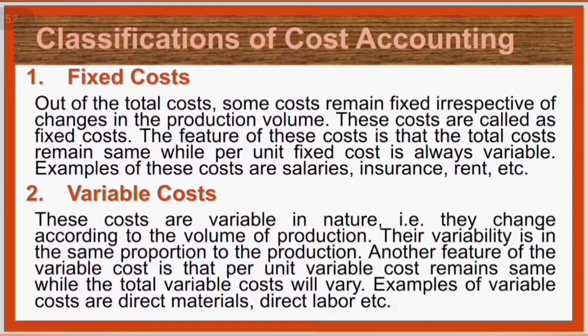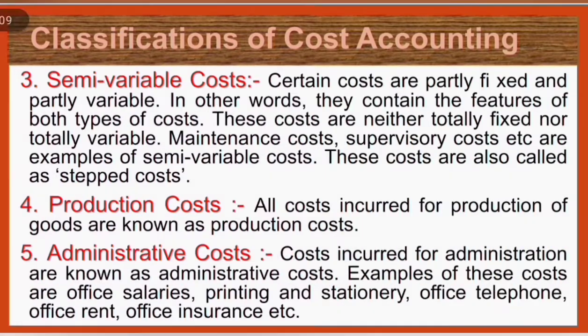Number 2. Variable costs. These costs are variable in nature. They change according to the volume of production. Their variability is in the same proportion to the production. Another feature of the variable cost is that per unit variable cost remains the same, while the total variable cost will vary. Examples of variable costs are direct material, direct labor, etc.